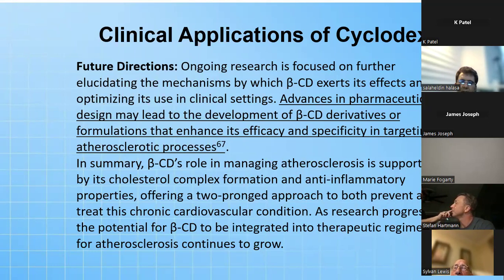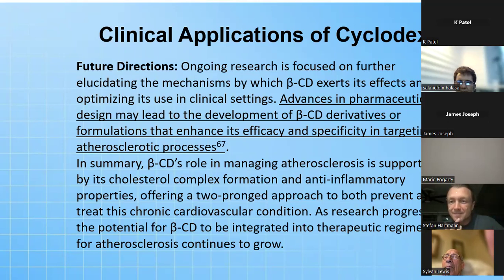Advanced pharmaceutical design may lead to the development of beta-cyclodextrin derivatives and formulations that enhance its efficacy and specificity in targeting the atherosclerosis process. So now we can load drugs. We can put some anti-inflammatory NSAID in it. We can put many things, like antiplatelet agents, loaded in cyclodextrin to get them into the blood vessels. Or we can use nitric oxide supplements and load them inside cyclodextrin, right? I think that will be innovative ideas.